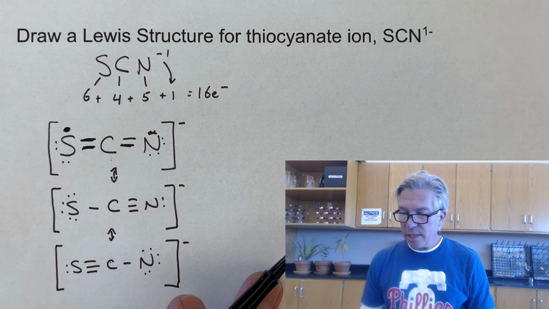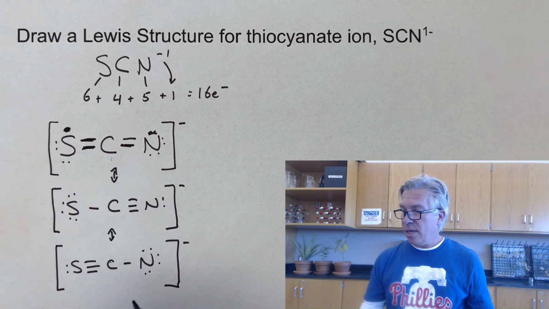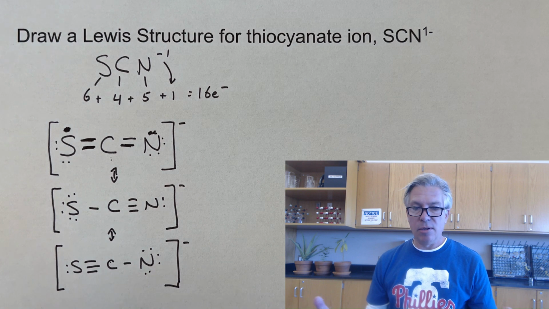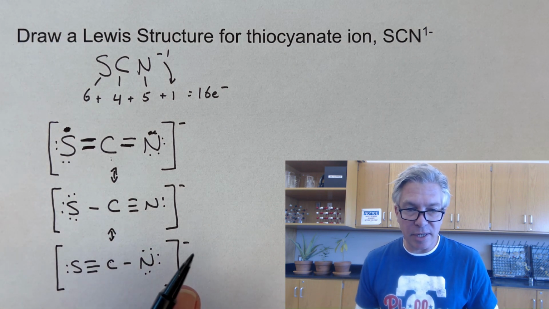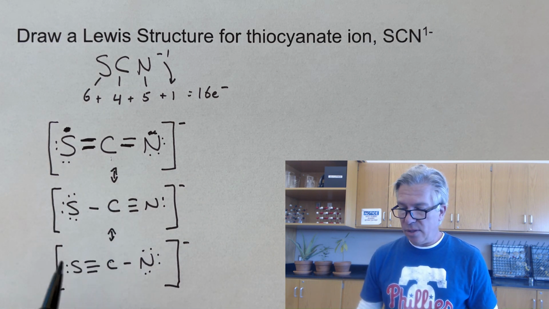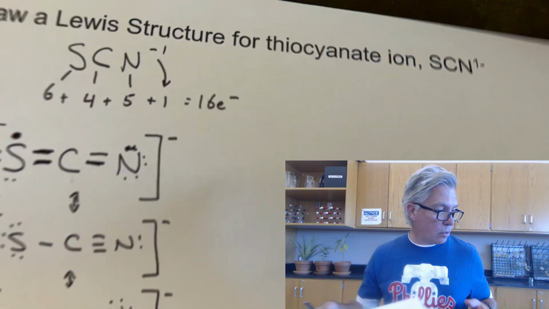Now, you might be wondering, that's great. You've got 3 Lewis structures, and they're all nice, but which one is most likely? Which one is the most stable form of this ion? And I will be making a separate video talking about formal charge and how we can use formal charge to answer that question. But in the meantime, it is your turn to try to draw a Lewis structure.